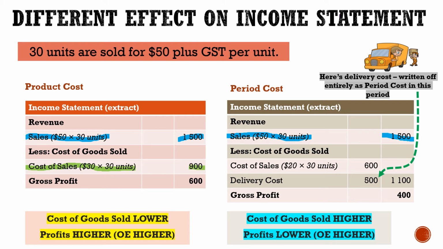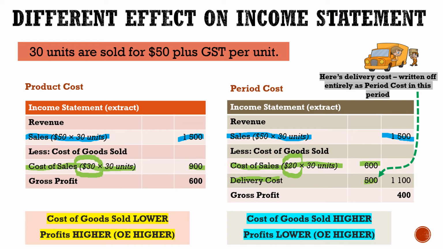Under the product cost method, we have assumed that the delivery cost could be logically allocated to the individual inventory units, and therefore the delivery cost has been incorporated into the per unit cost price of the inventory. On the other hand, with the period cost method, we have assumed that the delivery cost could not be logically allocated to the individual inventory units. Therefore, the delivery cost has been excluded from the per unit cost price of the inventory. Instead, the delivery cost is written off entirely as period cost in this period.